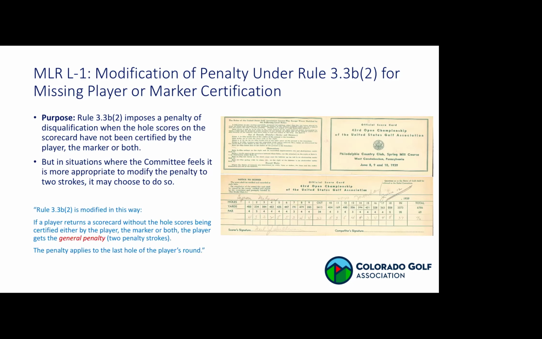So like I said here, if the player returns a scorecard with the wrong scores, certified by the player or the marker, the player gets the general penalty, and that's added to the last hole of the player's round. So whichever hole they finished on, whether it's 9 or 18, they're going to be getting the general penalty for that hole in place of a disqualification. So it's good to know when the committee has this in play. It can definitely keep you in the competition, but always good to be checking the scorecard there.